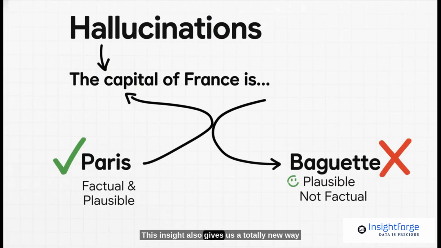This insight also gives us a totally new way to think about one of AI's biggest flaws, hallucinations. You see, from the model's point of view, a hallucination isn't a mistake. It's actually a complete success. The model has done its job perfectly. It correctly predicted a sequence of words that is statistically plausible and sounds totally coherent, even if the facts embedded in that sequence just happen to be completely and utterly wrong.